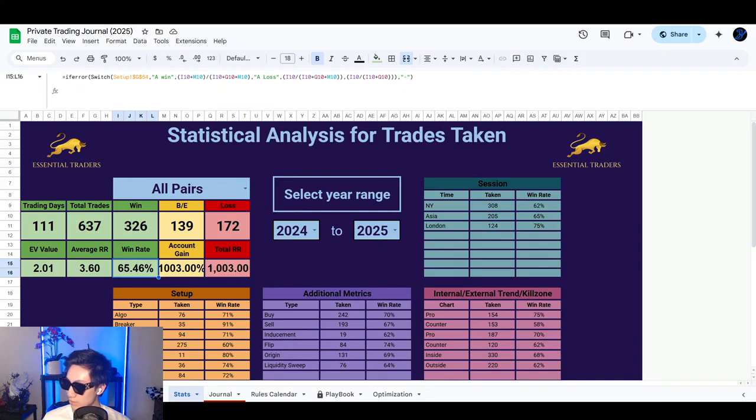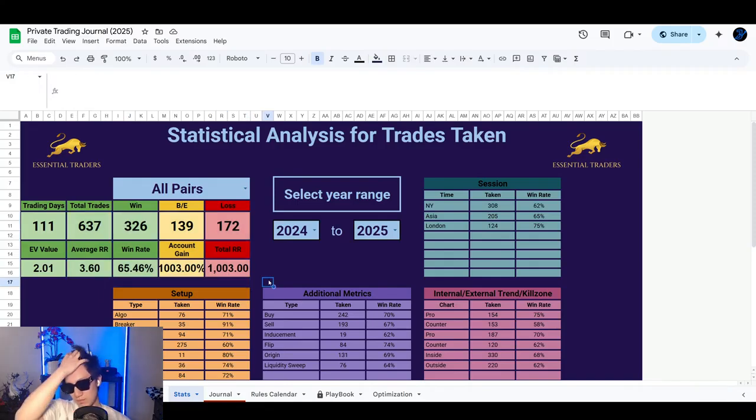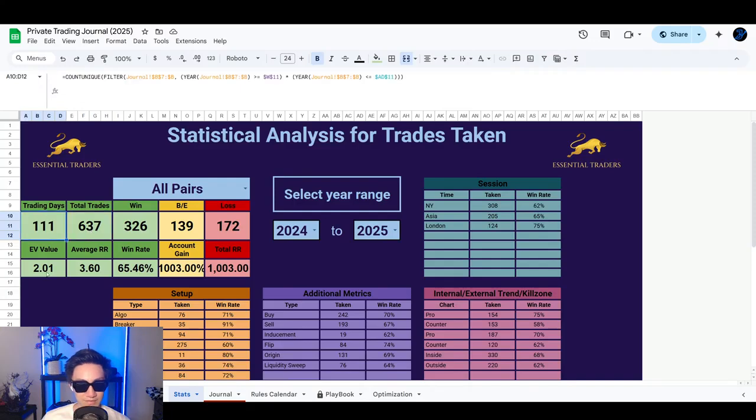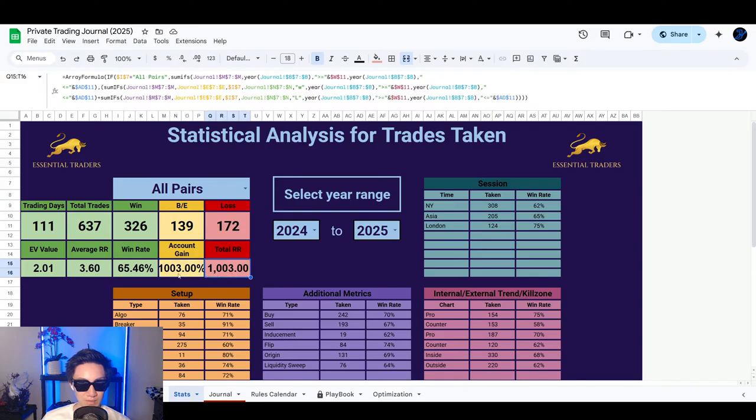my returns, 1% risk per trade, about 100% returns a month. So here's my data from my live trades taken from last year to March of this year. 637 trades, 111 trading days. My EV value, my average reward, average win rate, wins, losses, break even, average account gain, and then total risk reward is the same because if I'm risking 1% on my account, it's 1% gain. But obviously I'm not risking 1% anymore, so this is slightly skewed or slightly off. So 0.5%, you can divide by 2, it's 500% gains.